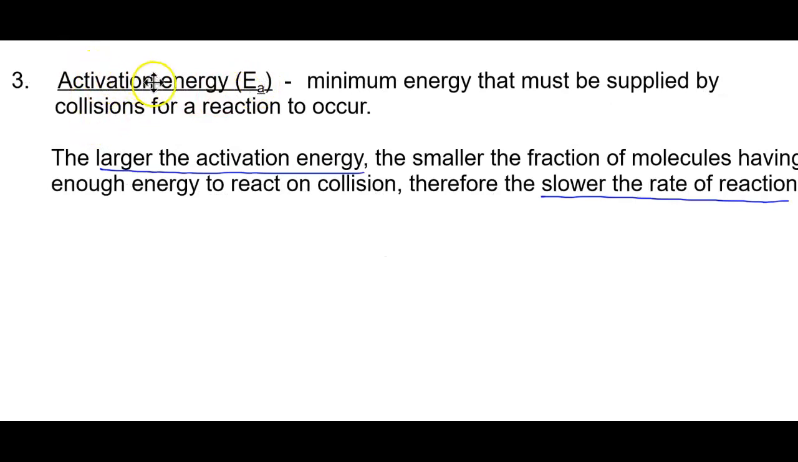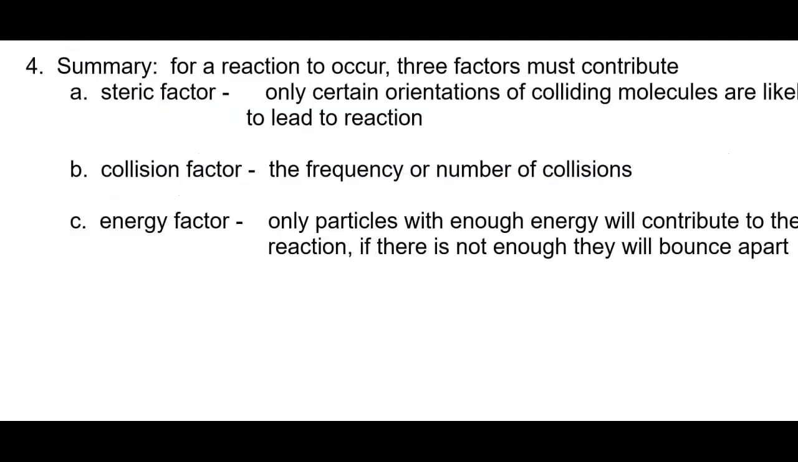Activation energy, or E sub A, is the minimum energy that must be supplied by collisions for a reaction to occur. The larger the activation energy, the smaller the fraction of molecules having enough energy to react on a collision, and therefore the slower the rate of reaction. So the key here is, the larger the E sub A, the slower the rate of reaction. If we want the reaction to speed up, we need the smallest possible activation energy. So in summary, for a reaction to occur, 3 factors must contribute: orientation, frequency, and enough energy.